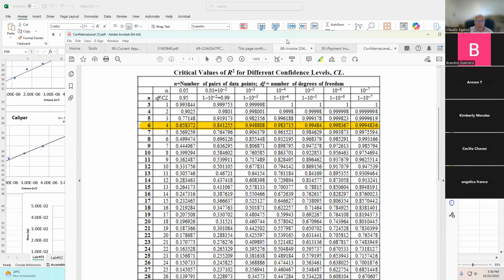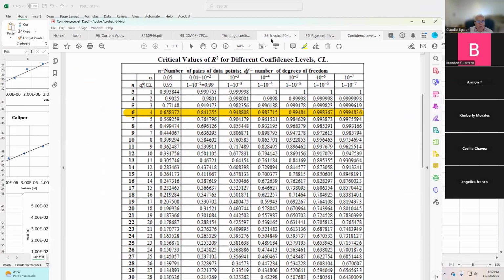Let's look at 0.9952 instead. 0.9952, okay? 0.9952 is between this value and this value. Okay? 0.9952 is between those 2 values. 0.9952 is the R square. Consequently, your CL is going to be between those 2 numbers.